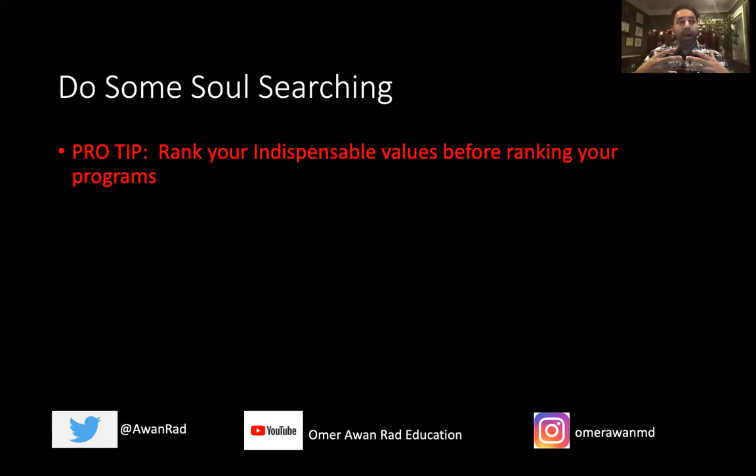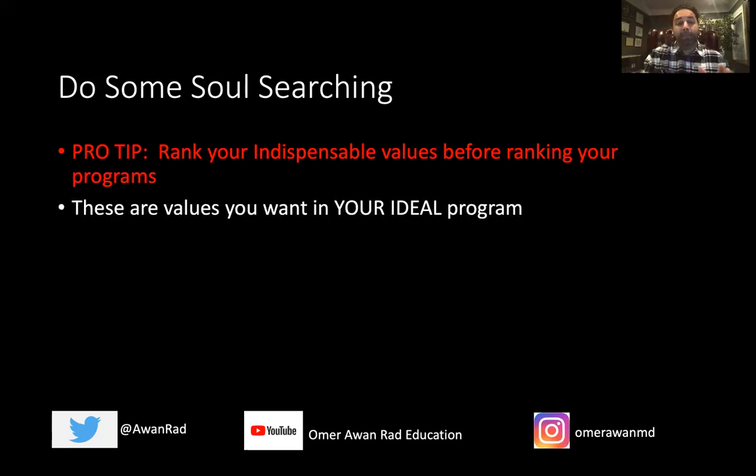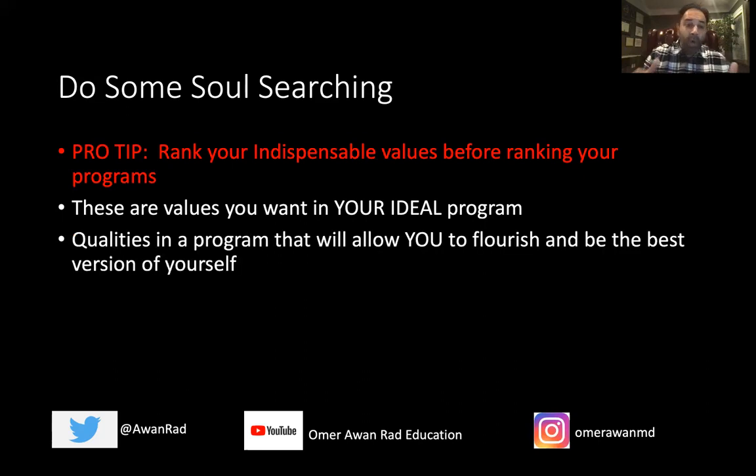So I think a pro tip that I did when I was doing my rank order list is make 2 rank order lists. And the first one should be your list about your indispensable values that you want to see in programs, right? And what do I mean by that? What I mean by that is these are values that you want in your ideal program. So if you had an ideal residency program, you should rank the indispensable qualities or characteristics of an ideal program without attaching any institution to that list. So these are qualities in a program that will allow you to be the best version of yourself, right?